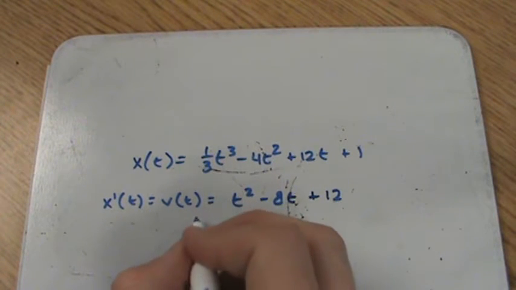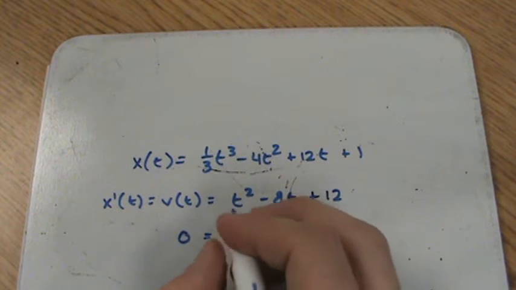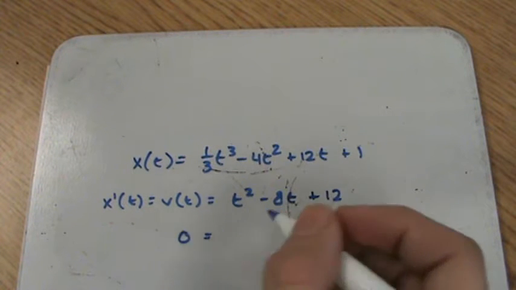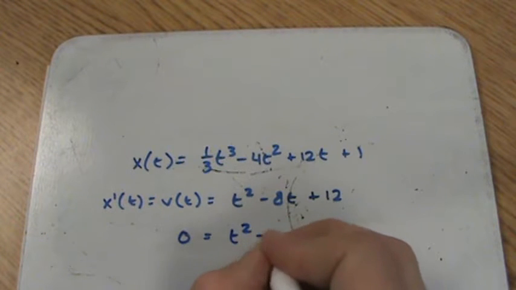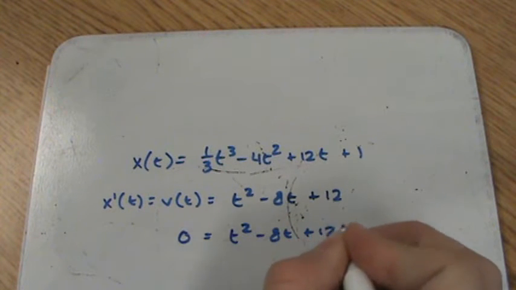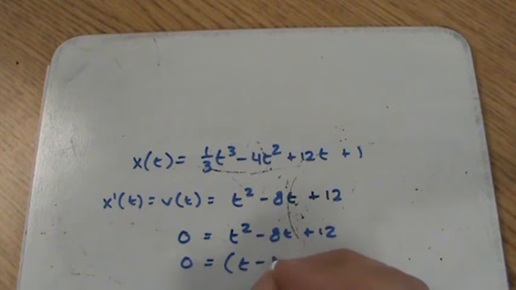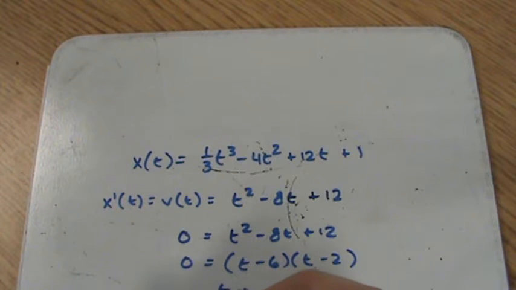Well, here's the thing. When the velocity is equal to 0, that is where the particle would be stopping for a second and potentially changing directions. So let's figure out our critical numbers by setting this equal to 0 and solving. So we factor this out. This would be t minus 6 and t minus 2, which gives us t equals 6 and t equals 2. These are the places where the particle is going to pause for a second and either move to the left or the right.